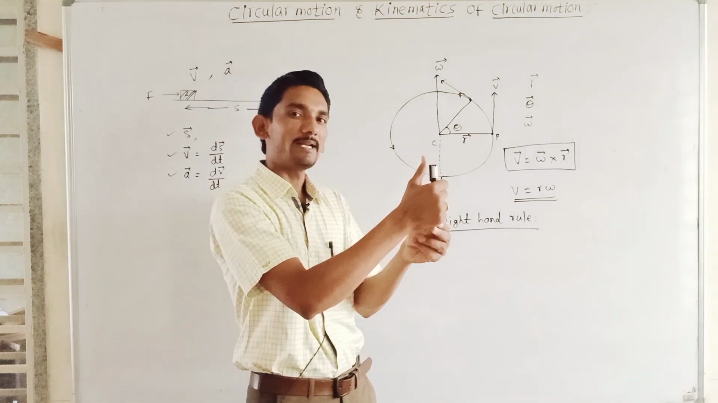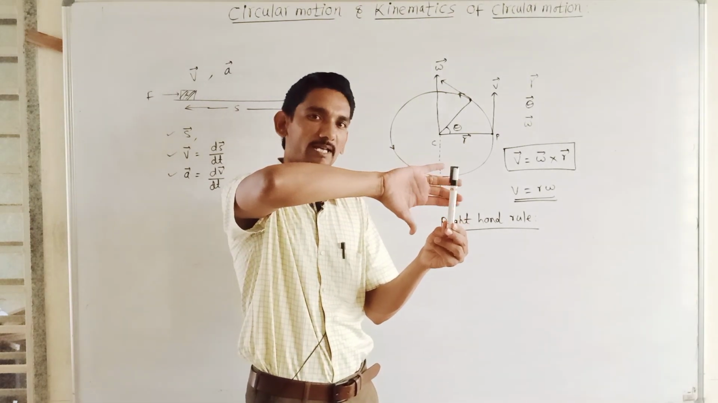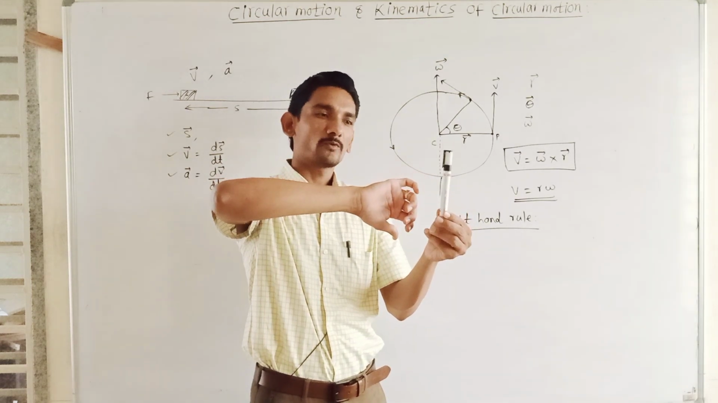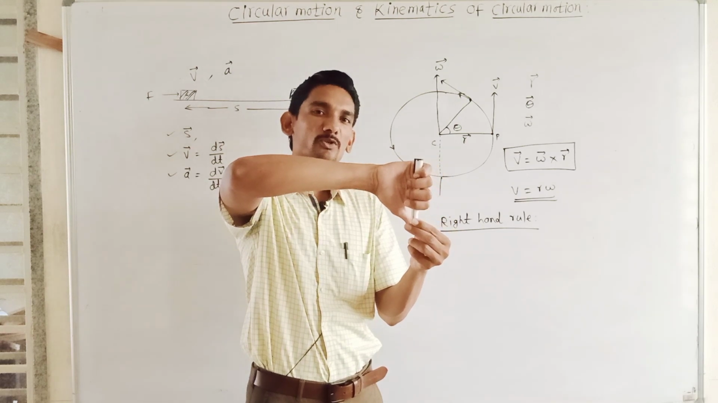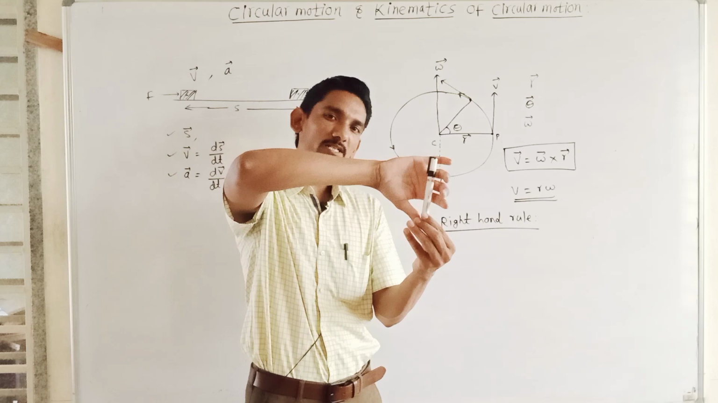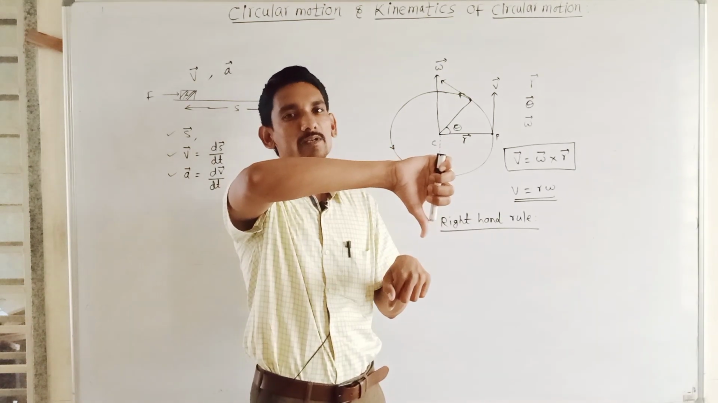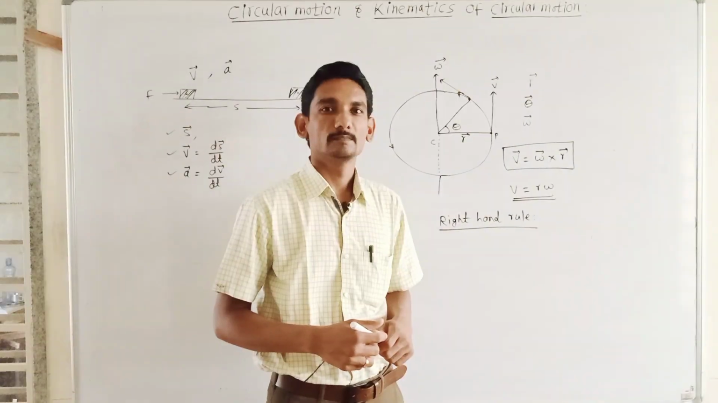And if the particle is moving in circular motion in a clockwise direction like this, then we have to hold the axis of rotation like this, and these curled fingers give the direction of motion of the particle or the body which is moving along the circumference. Then the outstretched thumb is again along the axis of rotation, but it is in the downward direction. So that is what the right hand thumb rule gives.